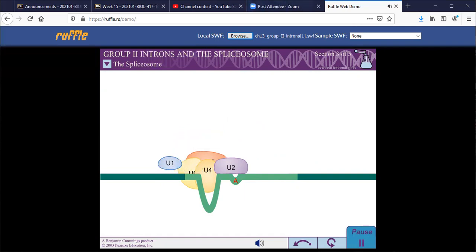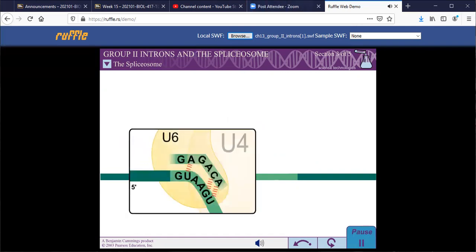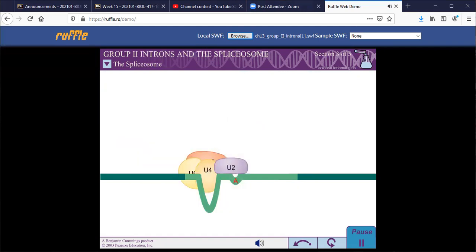U1 then leaves the complex, and U6 replaces it at the 5' splice site. U4 is released from the complex, allowing U6 to interact with U2, producing the active site. The active site is believed to be comprised solely of the U2 and U6 RNA molecules. The branch site A attacks the 5' splice site, forming the three-way junction. Note, in reality, the branch site A and 5' splice site are much closer together for this reaction.